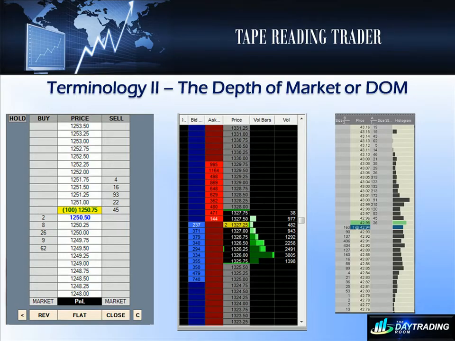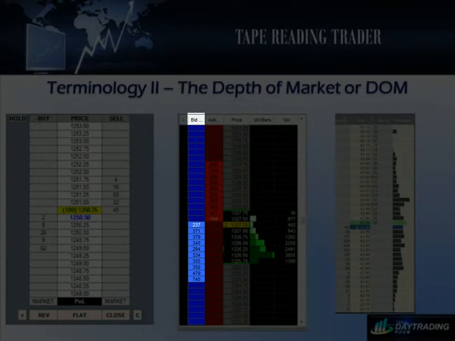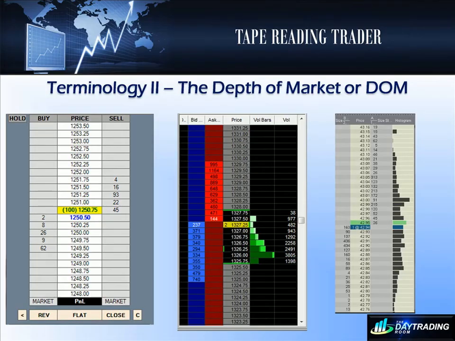And on TradeStation, slightly different layout there. You've got the bid in blue and the ask in red, and it doesn't straddle the price, it's side by side, but that's my configuration. I'll talk a little bit more on that later.